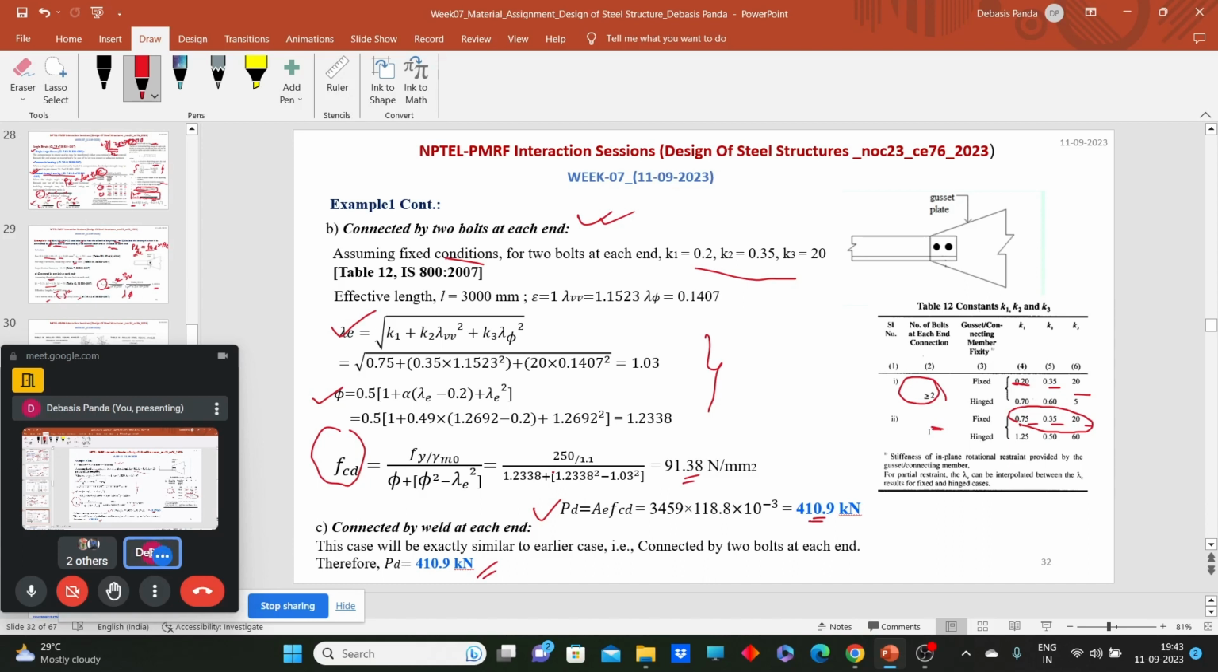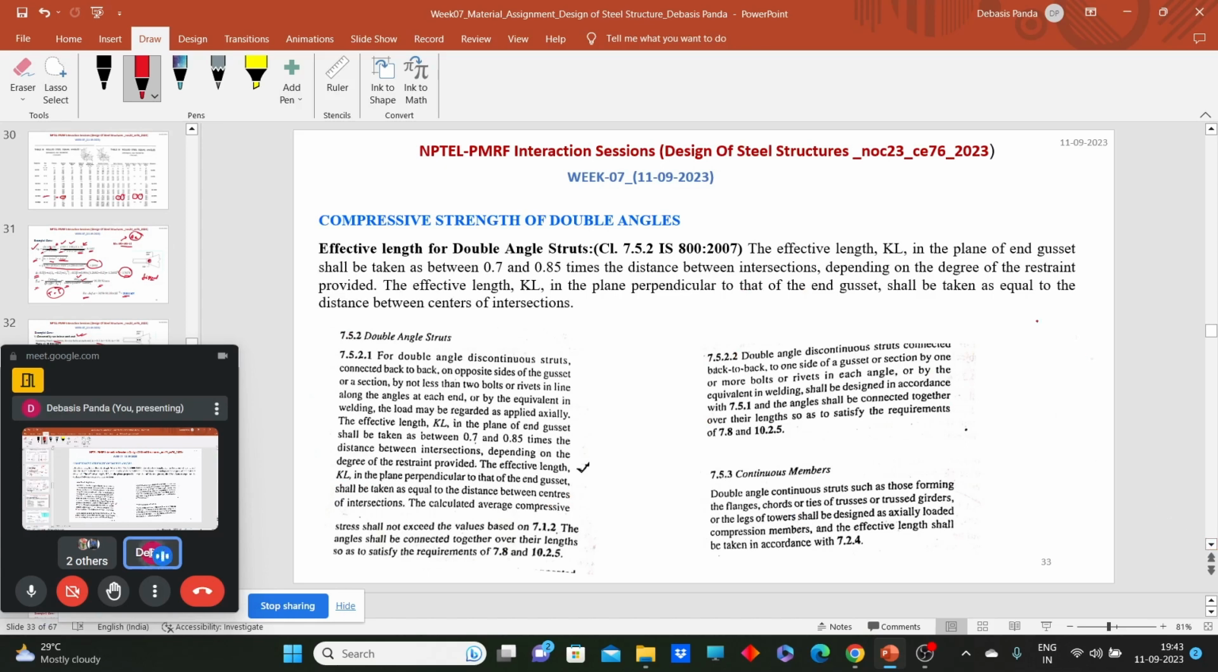Now in the last class, when we were designing the tension member, we have seen that the angle section in a tension member can be a single angle section or a double angle section, right? So here also that can be the case. That means we can use a single angle section as a compression member of a roof truss, which we call the strut, or we can use a double angle section as a compression member.